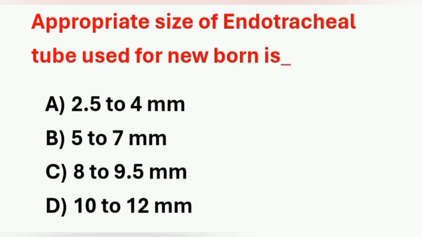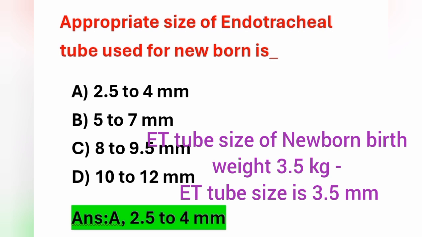And the next question, appropriate size of endotracheal tube used for newborn is? This is also one of the previous year questions. Option A, 2.5 to 4 mm. Option B, 5 to 7 mm. Option C, 8 to 9.5 mm. Option D, 10 to 12 mm. As we already discussed the size of endotracheal tube in different age groups, the correct answer is 2.5 to 4 mm. Option A is the correct answer for newborn.